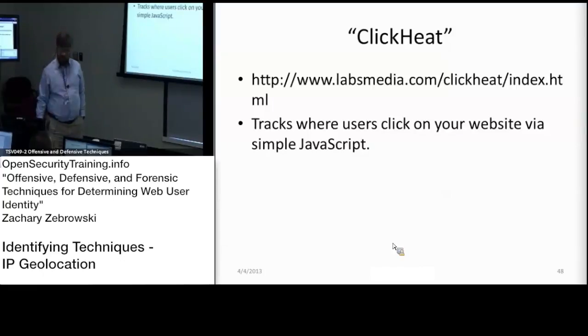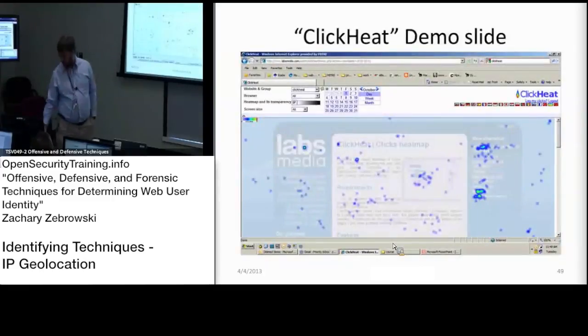ClickHeat is a JavaScript API that basically when you click in a web browser, it will send a one-by-one image request to the server, basically saying where you clicked. And you can then do these nice little heat maps of where a lot of users clicked. Basically, you can do user profile creation with that type of information.